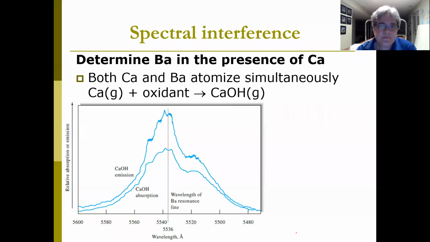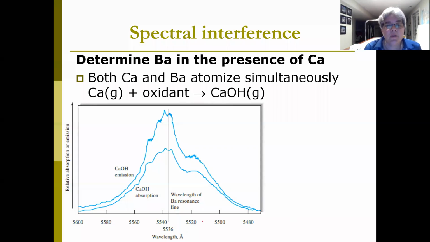So for example, I'm trying to determine barium, okay? But my sample also contains calcium. So I'm trying to measure this barium line right here. But in the flame, there's chemistry happening. The calcium in your sample is combining with the oxidant from the flame, probably oxygen, and forming calcium oxide.